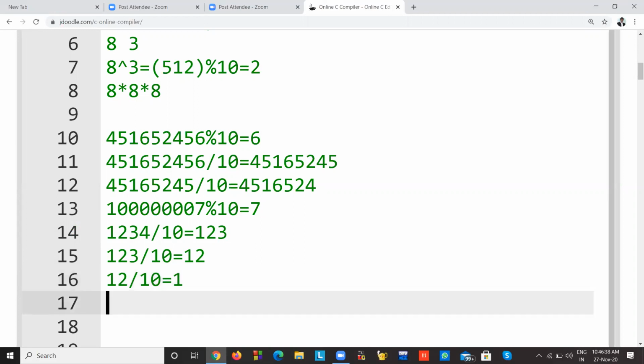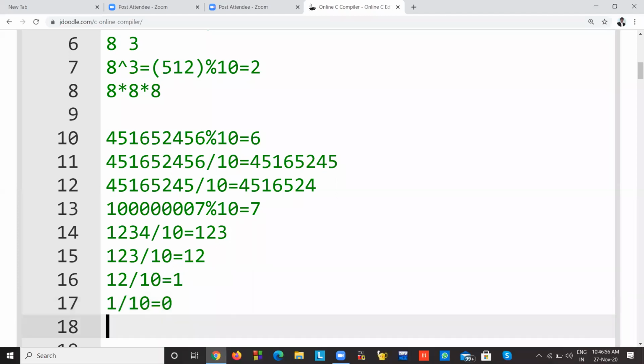Okay, ma, it's the same formula. 1 divided by 10. What is the quotient now? Drop the last digit. Only one digit is there. If you drop this also, nothing will be there. That is called 0. Now check mathematically also, you will get the same answer. Remember this.